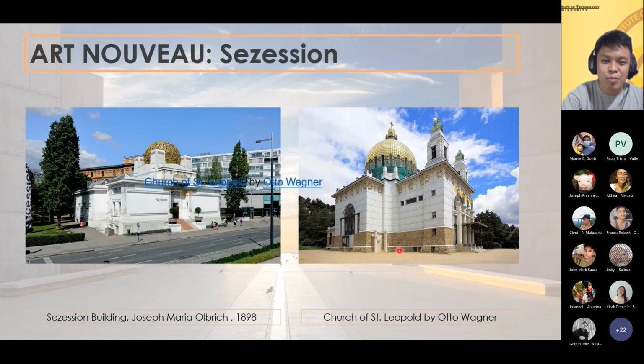So this one, for example, the Church of Saint Leopold by Otto Wagner. It's a simple building right here. You see clean lines, but when you get to the top, the dome, what happened to the dome? Green, yellow, and so on and so forth. So those were the styles during the Art Nouveau. They followed this early modernism movement, but at the same time, they included their own artistic value, their own artistic styles in their buildings.